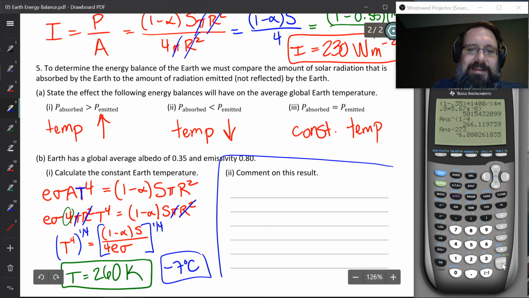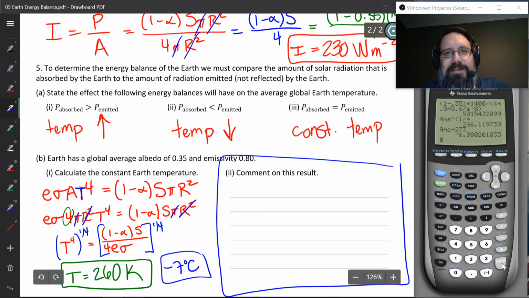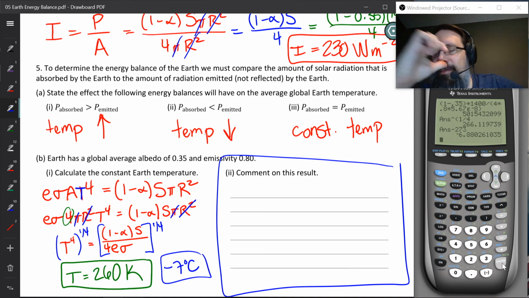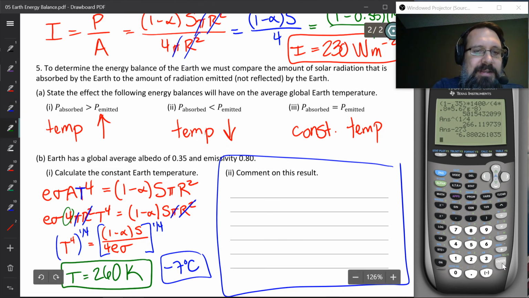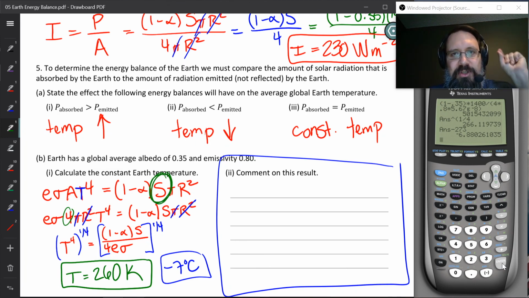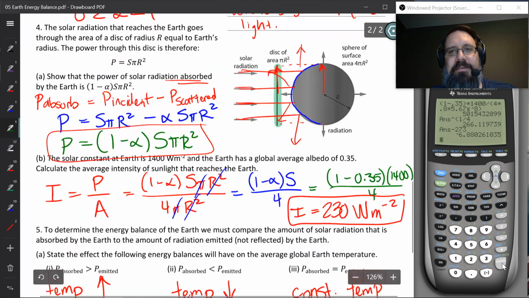Exactly right. So in this part here, I'm going to have you guys do this just as your last assignment for today. You need to comment on this result. So we're going to say something like, "Hey, this is way colder than the Earth actually is. If the Earth had no atmosphere, we would be a frozen ball at the distance we are from the sun. So the distance we are from the sun, that's what gives us this S value of 1400. Based on our distance from the sun, the planet should be a frozen ball of ice. Like we should be -7 degrees Celsius average temperature, but we're not. And the reason is because we actually have an atmosphere around the Earth.